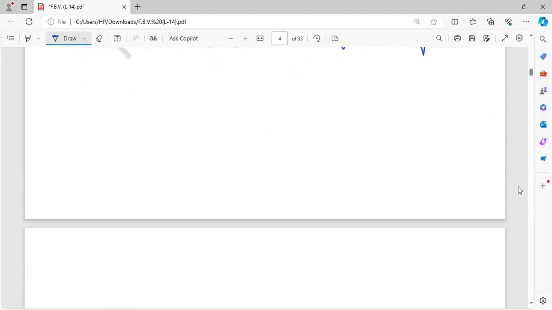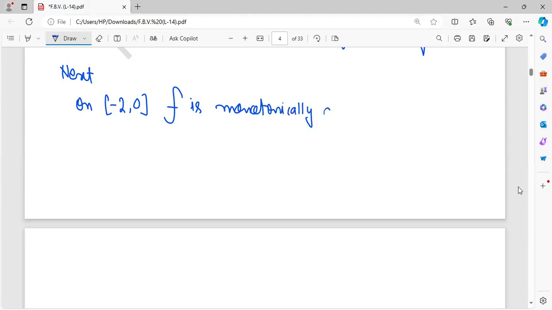Next, I will calculate the variation function. On minus 2 to 0, f is monotonically decreasing. So first I will calculate my variation function on this interval.